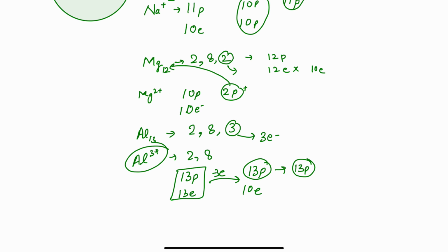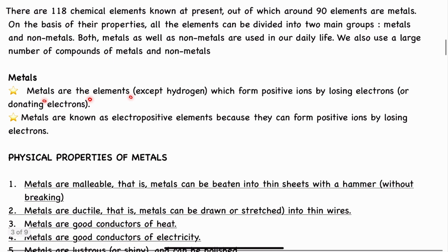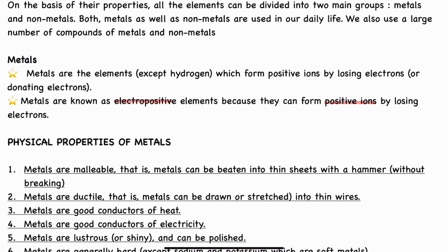For example, metals. So, metals are the elements, except hydrogen, which form positive ions by losing or donating electrons. Next, metals are electropositive elements because they can form positive ions by losing the electrons. Electropositive elements, okay. So metals are known as electropositive elements, the elements which are ready to be positive ions, right? They are ready to give the electrons. To take these electrons from me, that is your electropositive element.